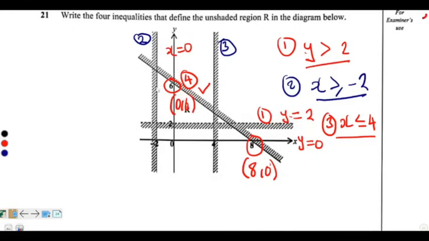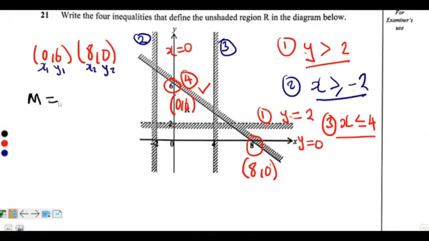So first thing, we take note of the coordinates. I hope we are together. We take note of the coordinates where we have 0, 6, and then we also have 8, 0. Now, step one, find the gradient of this line. To find the gradient of this line, we need to identify our coordinates. This is x1, y1, x2, y2. So what formula do you use for gradient? Gradient is equal to y2 minus y1 over x2 minus x1.